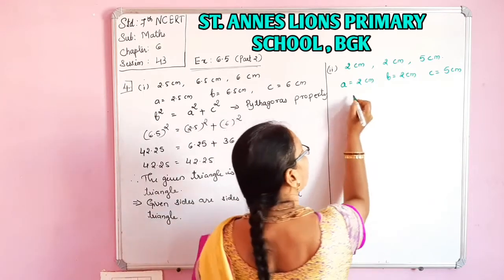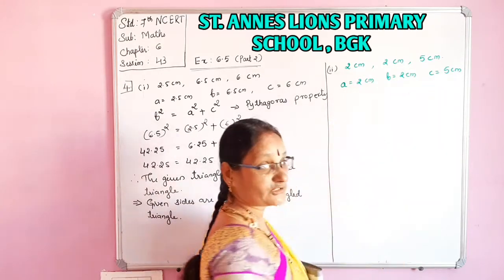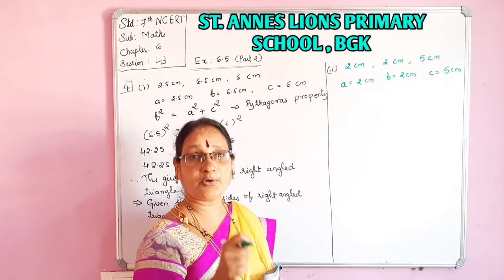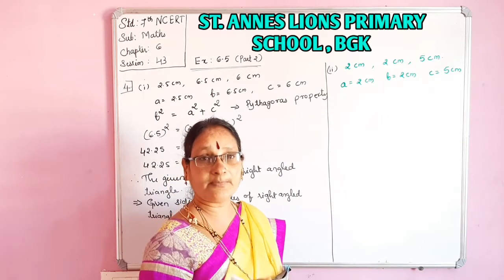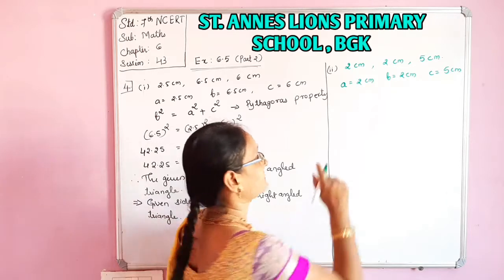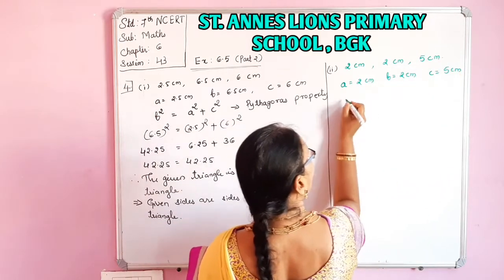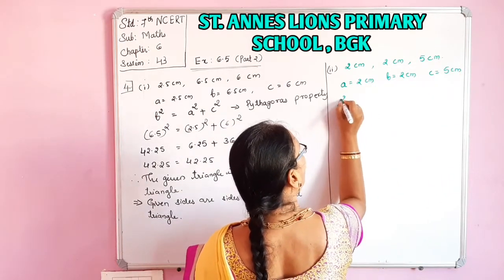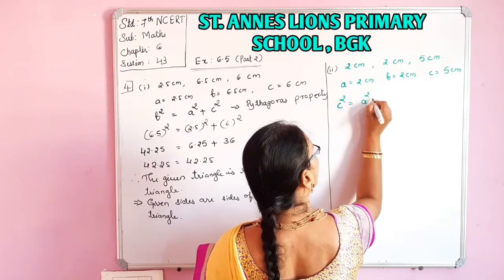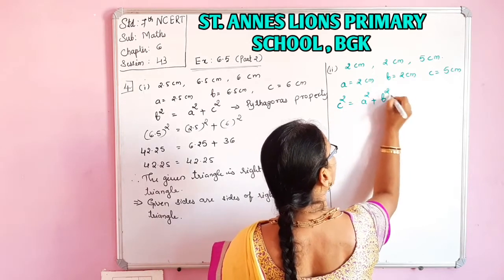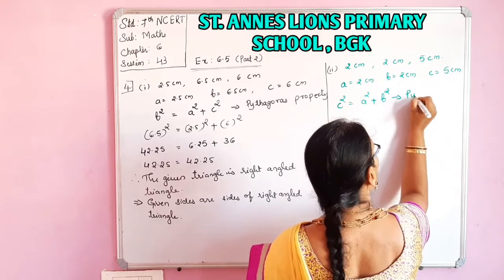Okay, so now according to the Pythagoras property, the square of the hypotenuse is equal to the sum of the squares of the other two sides. So which is the hypotenuse here? C is the hypotenuse. C square is equal to A square plus B square. This is by the Pythagoras property.